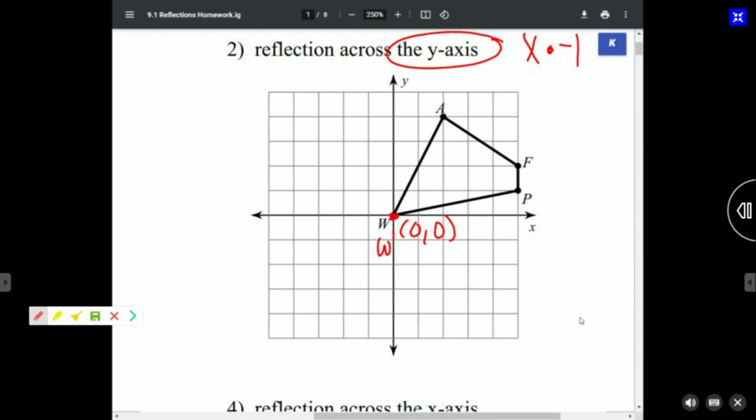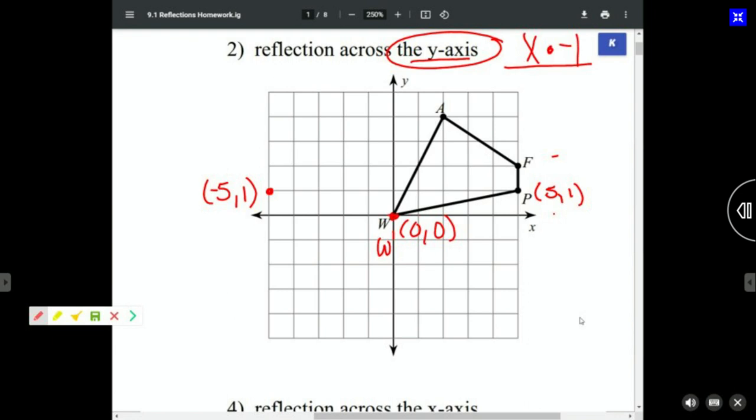P. I'm going to go up and right. To flip it over, I'm going to have to go up and left, right? This is 5, 1. If I did x times negative 1, what would be my reflected P? Just flipping the whole thing over. And the rule is across y, x times negative 1. And I promise that's all you're going to be doing here is x times negative 1.